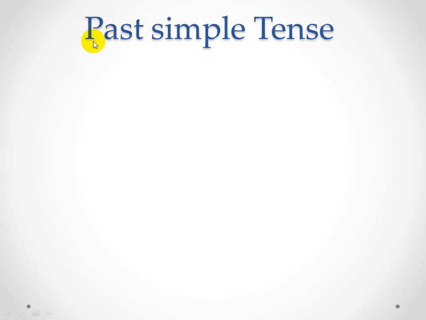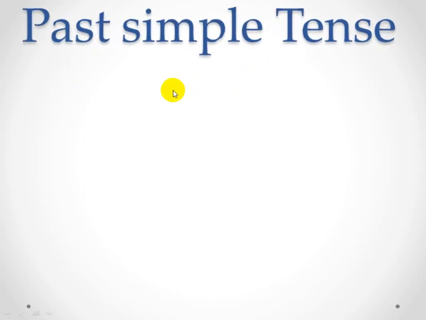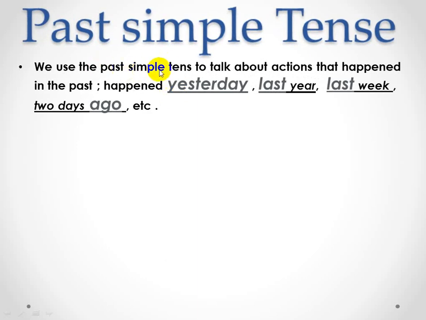Today we are going to talk about the past simple tense in detail. We talked about it in part 1, about past actions and my last vacation. Today we are going to talk about it in detail. We use the past simple tense to talk about actions that happened in the past, finished in the past, completed in the past.